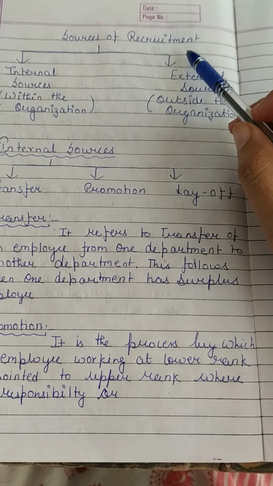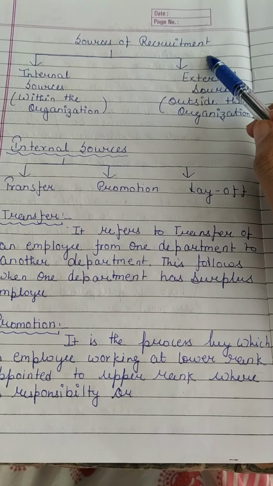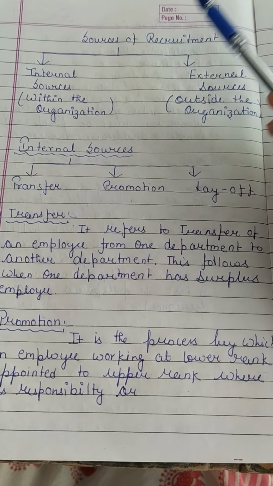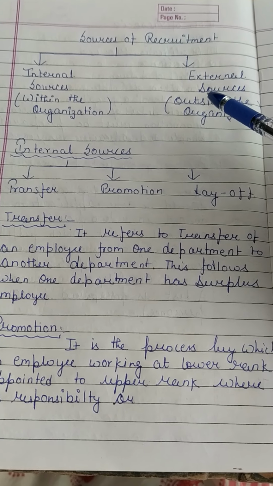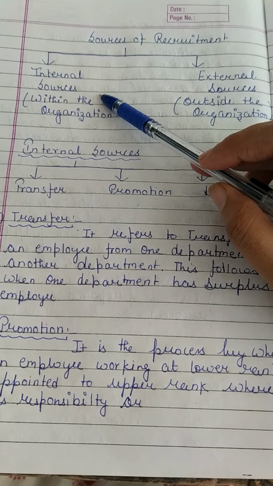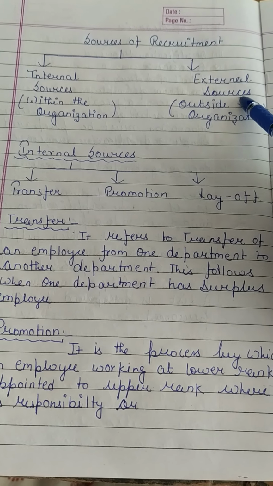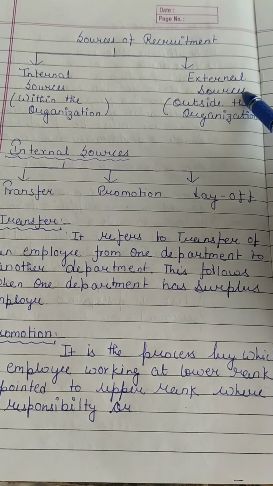Now the next topic is the sources of recruitment. Sources of recruitment has been divided into two parts. The first one is the internal sources and the second one is the external sources. Whenever you are going to recruit a person from inside the organization, that would be known as the internal sources, or whenever you are going to recruit personnel from outside the organization, that would be the external sources.